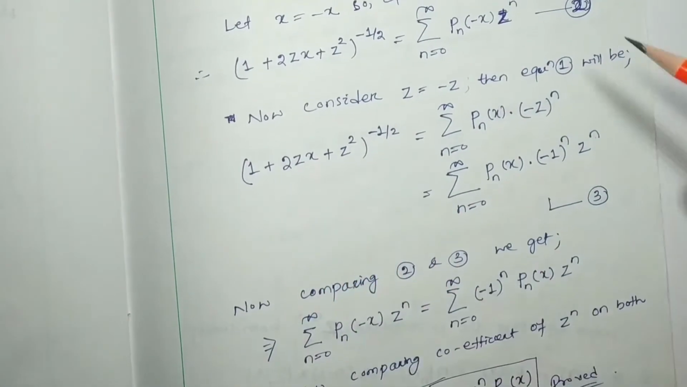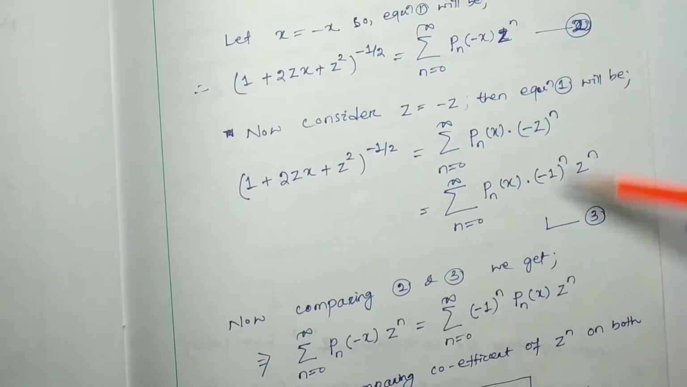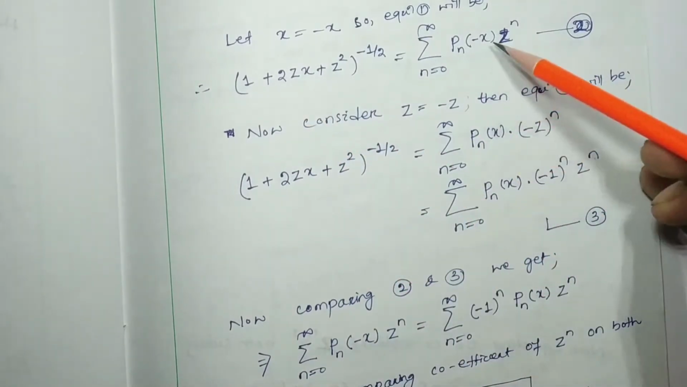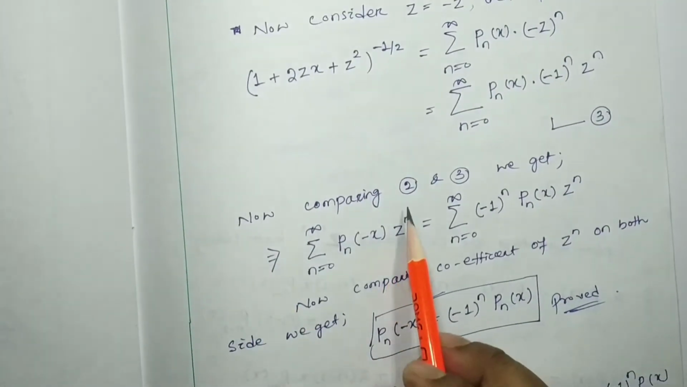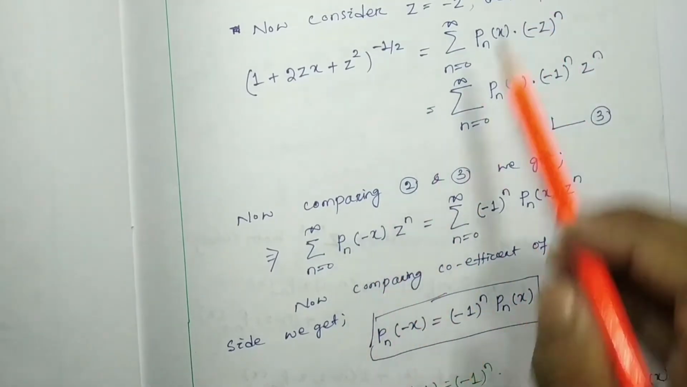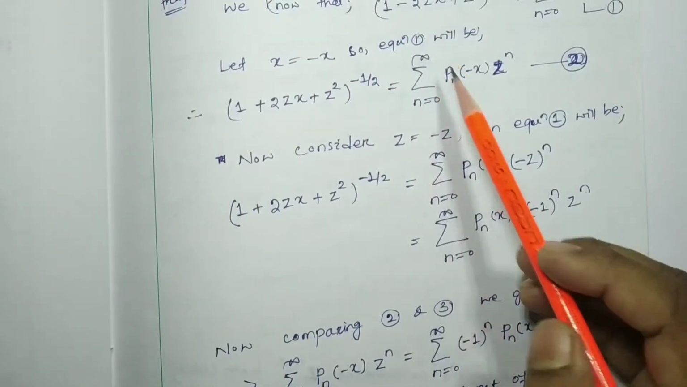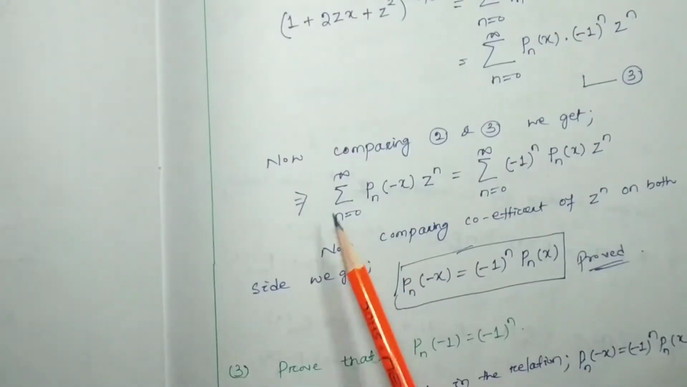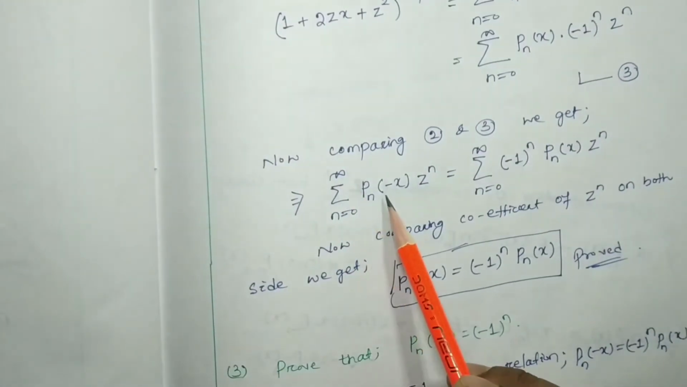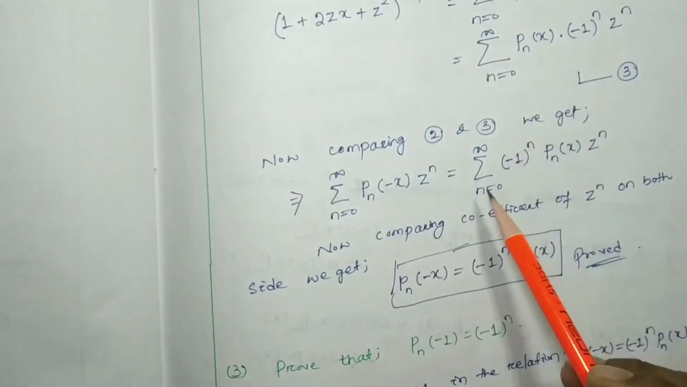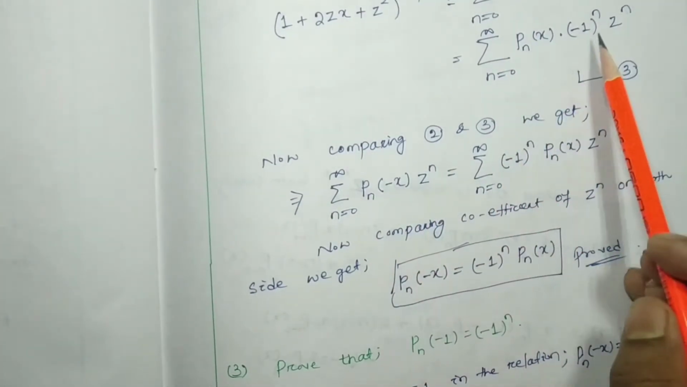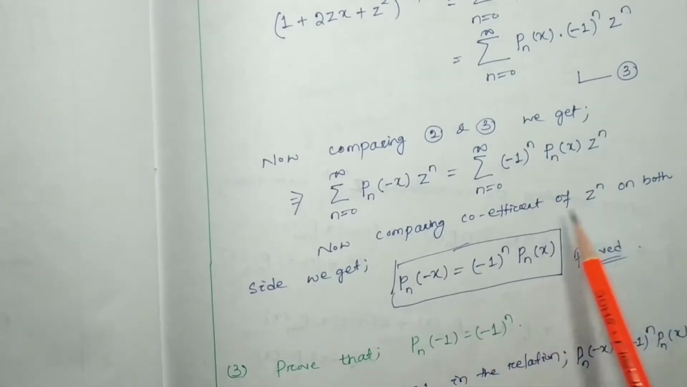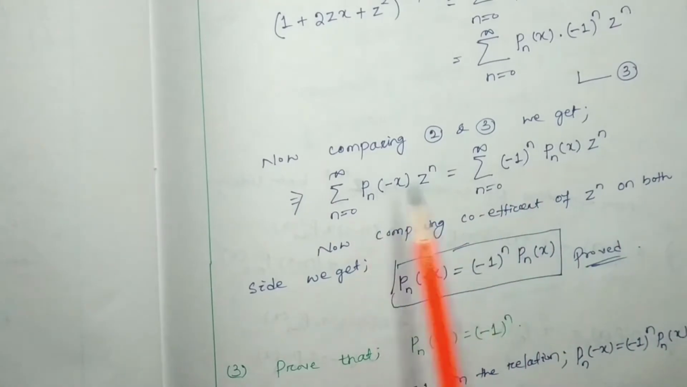So here you can see that equations 2 and 3 have the same left hand side, so we can easily equate the right hand side. Now comparing equation number 2 and 3, summation over n is equal to 0 to infinity Pn(minus x) z to the power n will be equal to summation over n is equal to 0 to infinity minus 1 to the power n Pn(x) z to the power n.